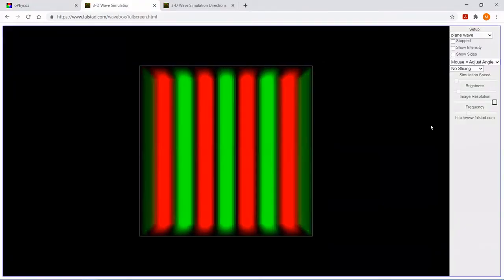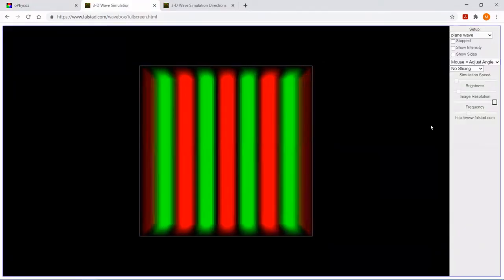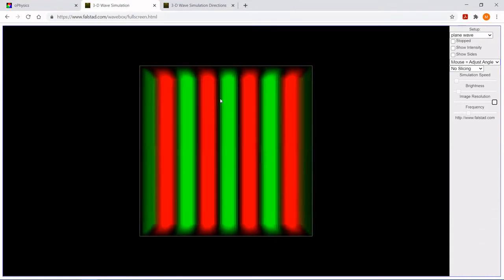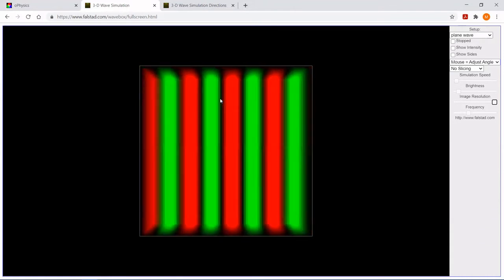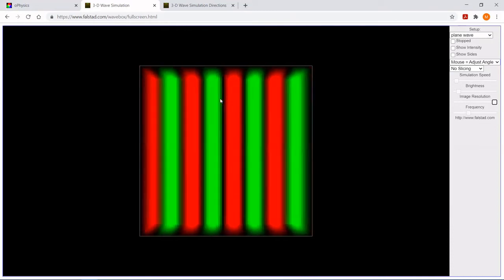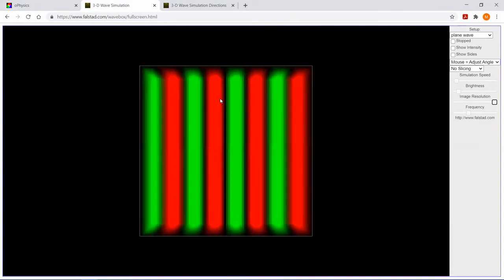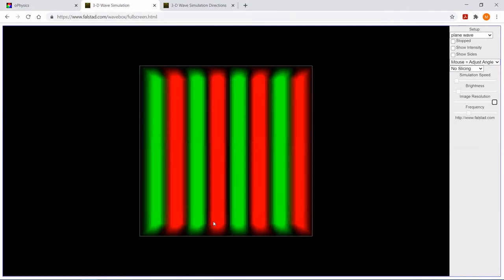Here is a Falstad animation of plane waves. I think this helps. Think of the green bars as representing the peaks, and the red bars are the valleys. So the wavelength would be the distance from one green bar to the next. And this makes it easier to see that the phase of the wave is constant across a bar.